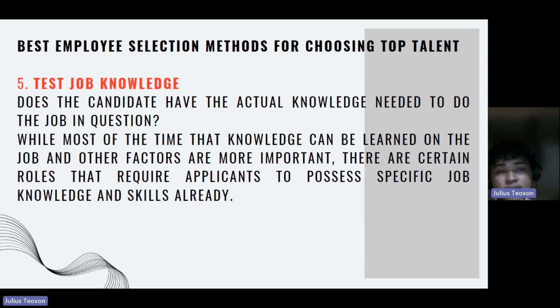Next is test job knowledge. This job knowledge test, sometimes referred to as an achievement or mastery test, typically consists of questions designed to assess technical or professional expertise in a specific knowledge area. A job knowledge test evaluates what a person knows at the time of taking the test, or what skills and knowledge they already have.